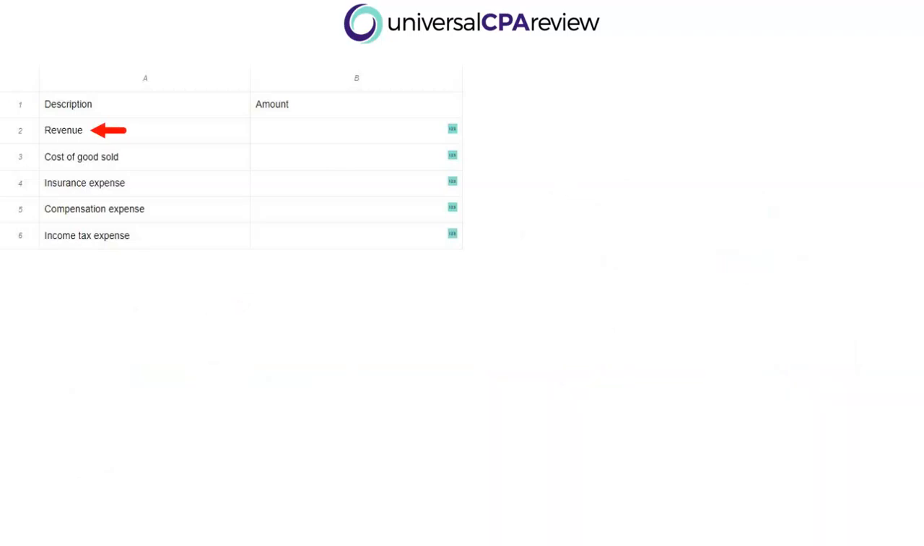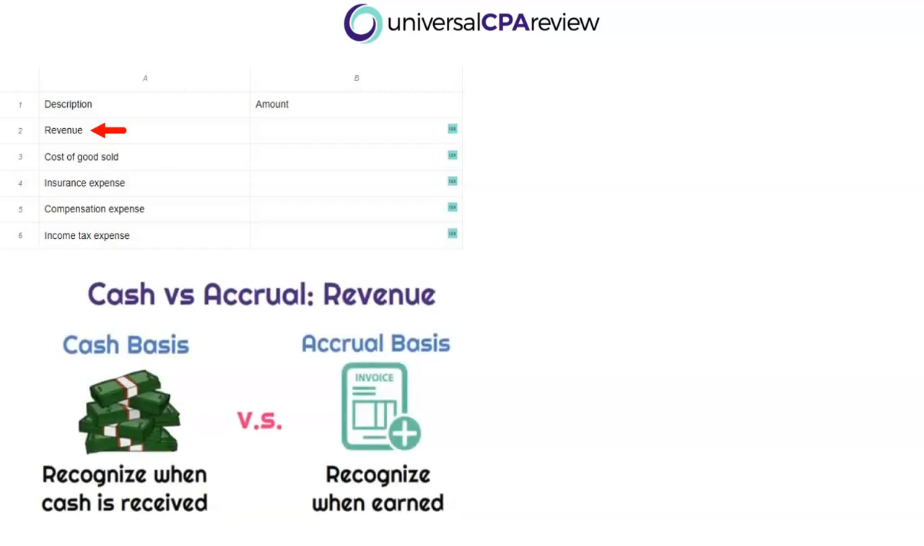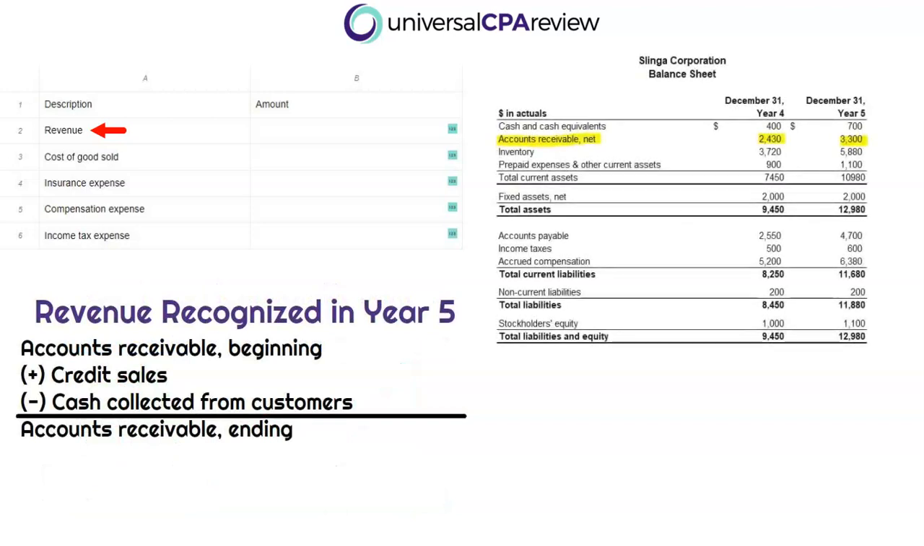For revenue, under the cash basis, it's based on cash collected from customers. But we should know that under the accrual basis, we recognize revenue when earned and not necessarily when the cash is received. So when we recognize revenue but don't actually collect the cash from customers, we recognize that impact to accounts receivable. When we go to our comparative balance sheet for year 4 and 5, we're going to need to take the beginning balance and ending balance for accounts receivable. The beginning balance, which is just the end of year 4 balance, is going to be $2,430.